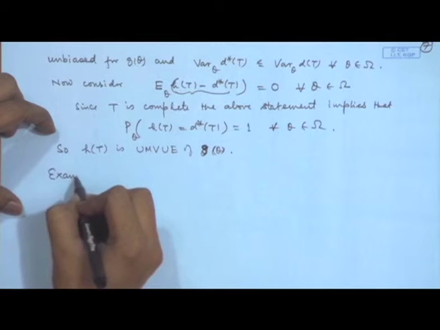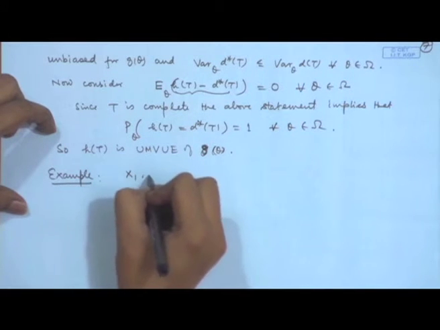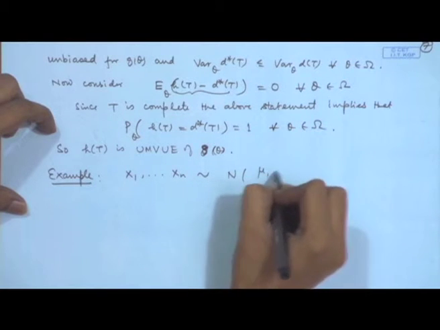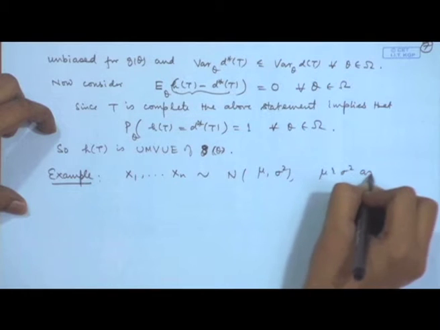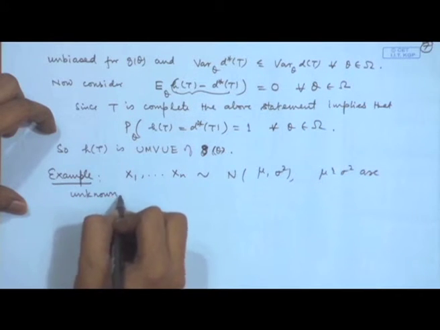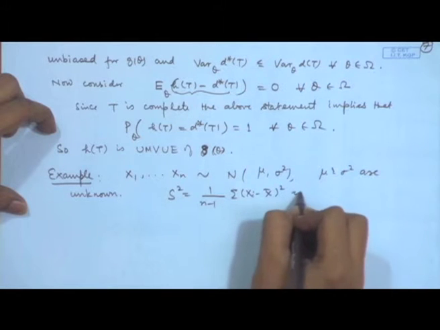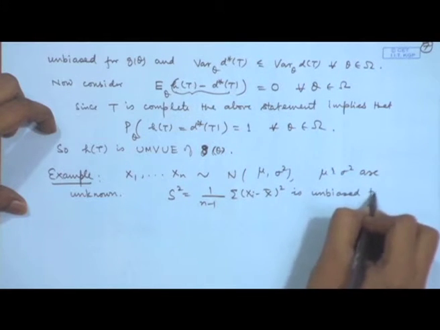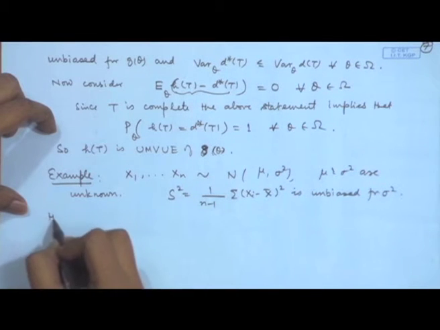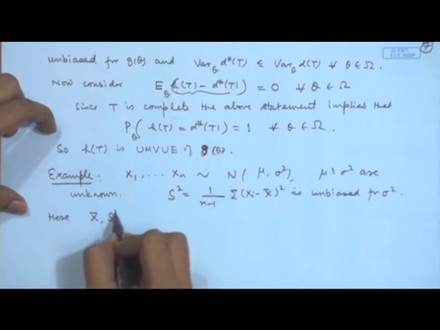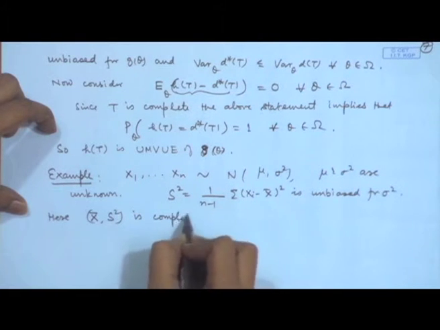So, if we go back to problems where the lower bound was not attained, for example, normal mu sigma square, where mu is unknown and we were considering the estimation of sigma square. Let us consider X1, X2, ..., Xn following normal mu sigma square, where mu and sigma square are unknown. And we have S square as 1 by n minus 1 sigma (Xi minus X bar) whole square. This is unbiased for sigma square. Now, in this problem, X bar and S square is complete and sufficient.